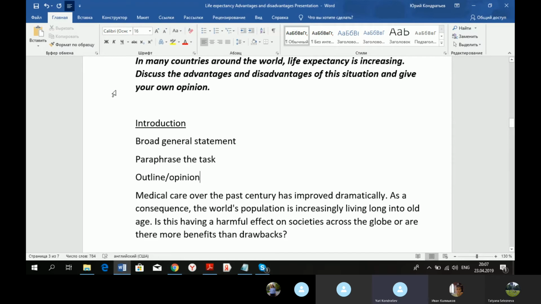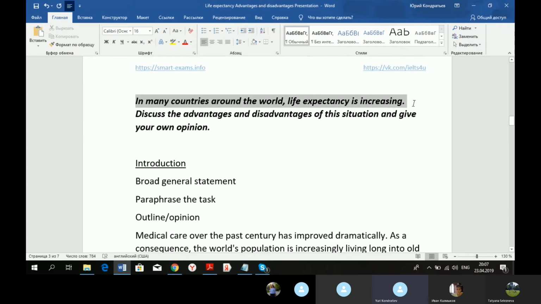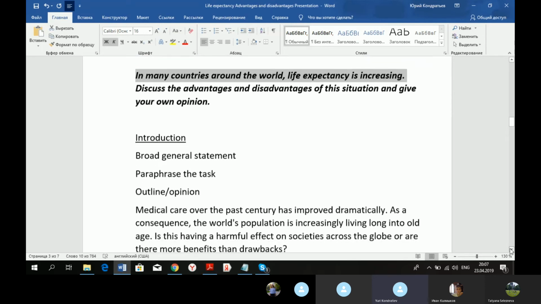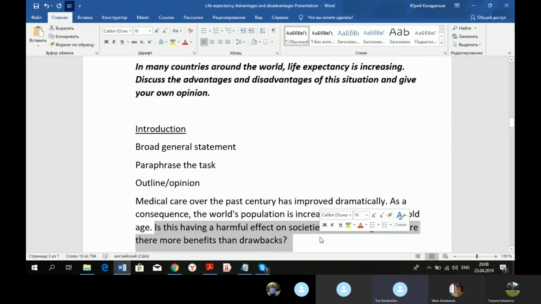Okay, so broad general: in many countries around the world, life expectancy is increasing. And you can say that, like in this example, medical care over the past century has improved dramatically, right? And then you can say life expectancy is increasing. As a consequence, the world's population is increasingly living long into old age. All right, and now we're going to say if the advantages outweigh the disadvantages, or if we think they do.